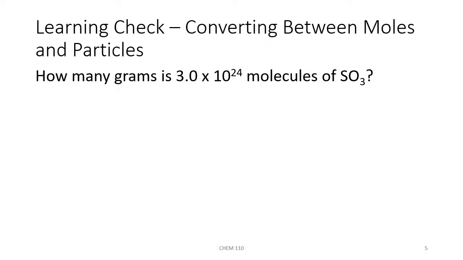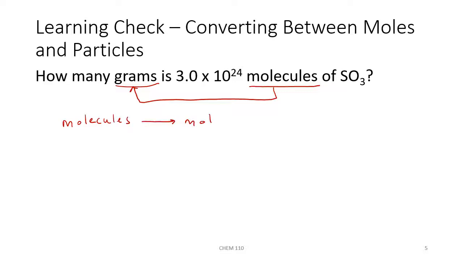How many grams is 3.0 times 10 to the 24th molecules of SO3? So in this example, we're starting in particle units of molecules, and we're trying to work backwards to units of grams. So we begin in molecules, then we're going to have to work to moles, and then finally to units of grams. Our particle unit is no longer atoms because we have a compound, SO3, which is sulfur trioxide. So we have 2 or more nonmetals together in a fixed ratio, hence it's a molecular compound.